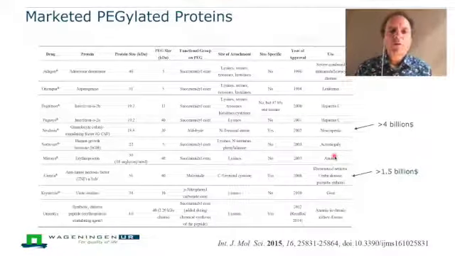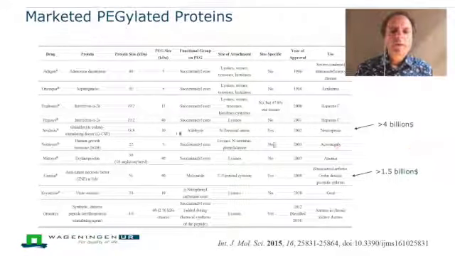So pegylation of proteins really isn't an anomaly. In fact, it is an enormous market comprised of a multitude of pegylated proteins you see depicted here in this table. The yearly revenue of some of these pegylated proteins can exceed $1 billion, so these are really blockbuster drugs.